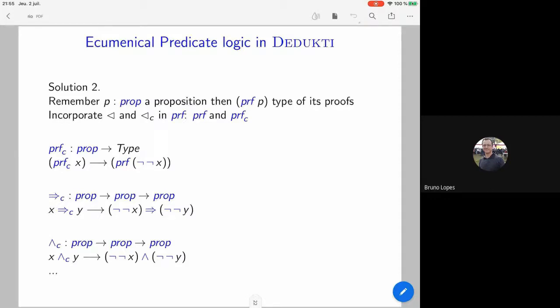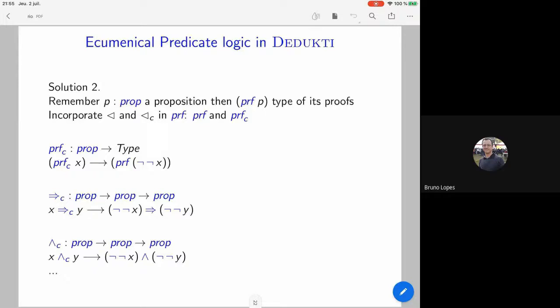And you recognize here, in the second group of declarations under rule, we have declared the classical implication, which is of type prop arrow prop arrow prop. And we have a rewrite rule expressing that X implies Y classical rewrites to not X implies not Y. And you see that there is no double negation in front of the proposition because we are using solution 2. And you can do the same thing for the conjunction, the disjunction and so on. And you get an embedding of ecumenical predicate logic in deductive.